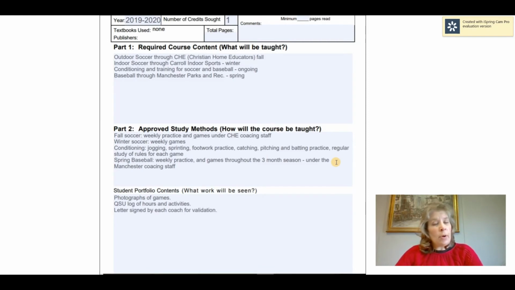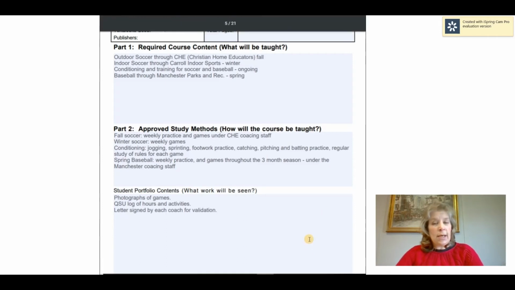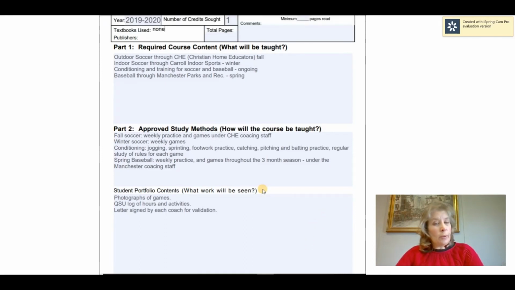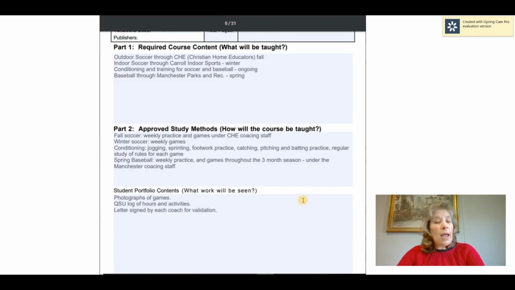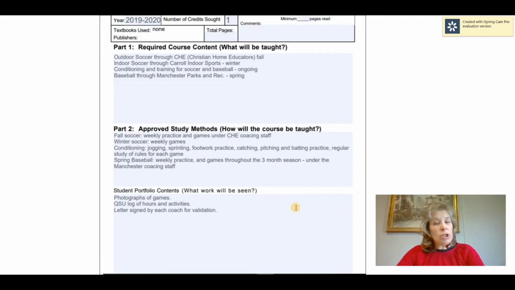And then for spring baseball, Joshua will be doing weekly practice and participating in games throughout the 3-month season under the Manchester coaching staff. In the student portfolio, we will be demonstrating proof of work through photographs of his games, a QSU log of hours and activities where he writes the date, the activity that took place that day, and then the length of time, and then a letter signed by each coach for further validation of his participation.